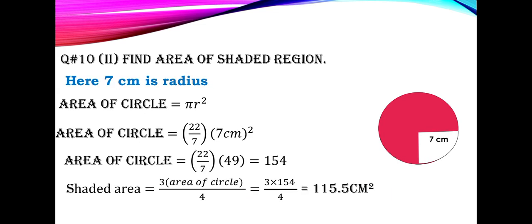So now again, area of the shaded region. Here 7 centimeter is the radius. So area of circle is equal to pi r squared. So 7 centimeter squared is 49. So 22 divided by 7 multiplied by 49 is equal to 154. We're going to get that as the answer.